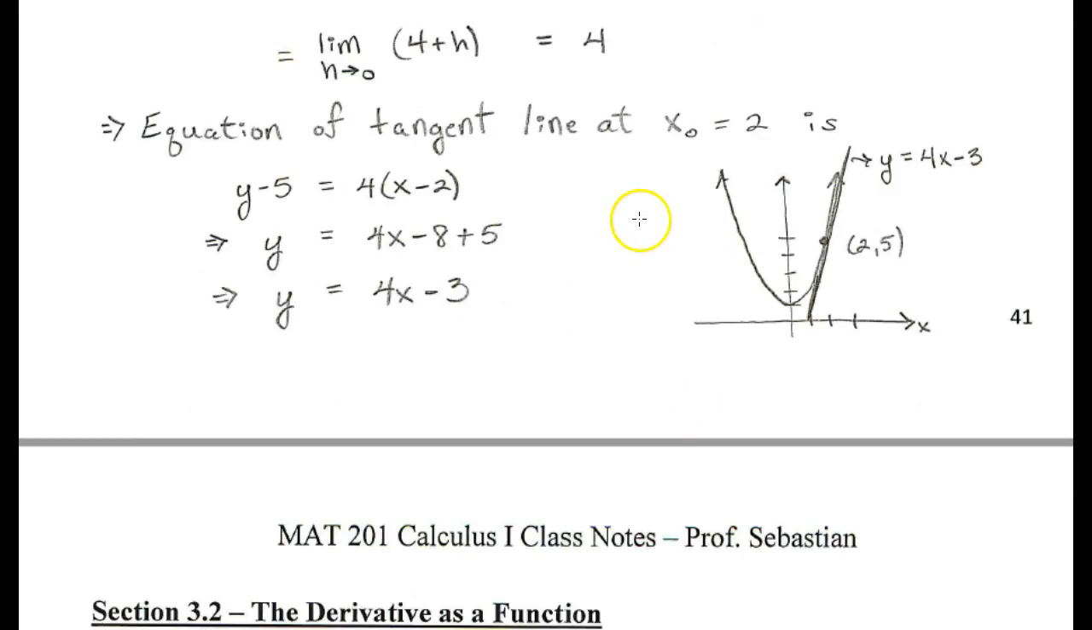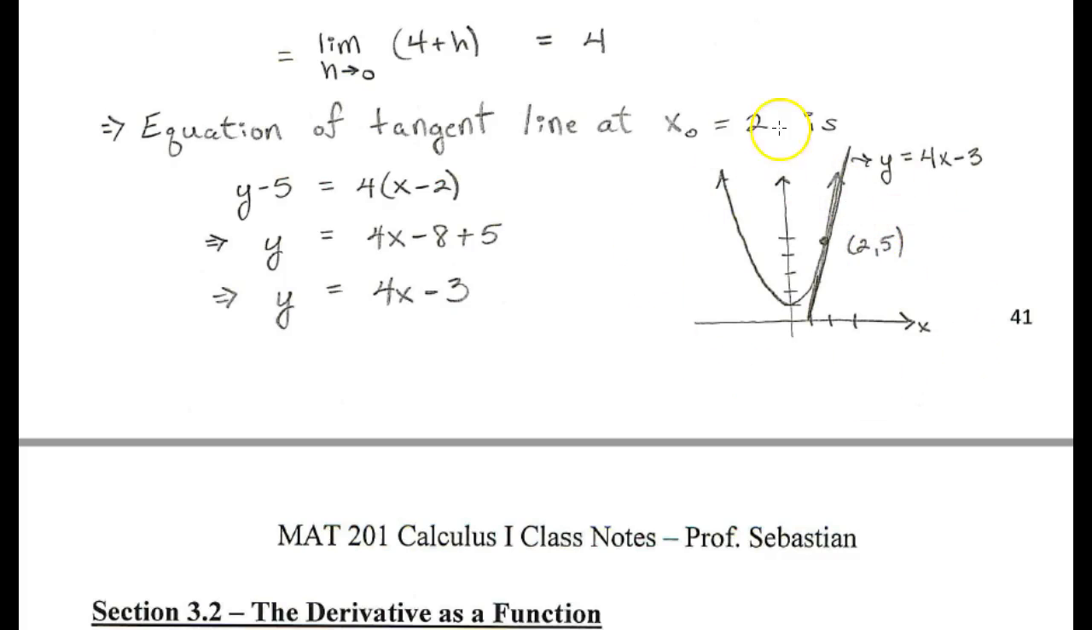So the equation of the tangent line at x naught equals 2 is, by using the point-slope form for the equation of a line, y minus y naught equals m times x minus x naught. So your m was 4, your x naught, y naught were 2 and 5. So y equals, and then you can simplify this if you want to put it into the slope-intercept form, y equals 4x minus 3.